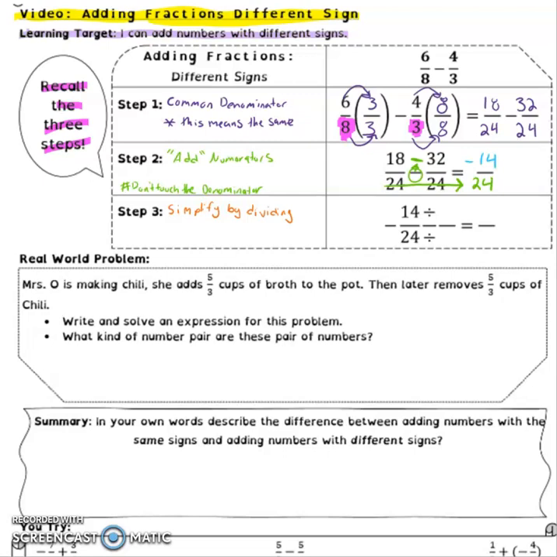9? Nope, 9 doesn't go into either of them. What about 10? No. 11? No. 12? 12 goes into 24, but doesn't go into 14. So it looks like 2 is the only one that goes into both of them. So we can divide by 2.